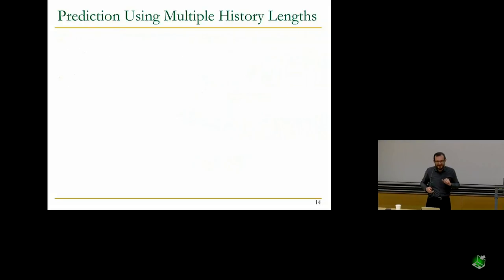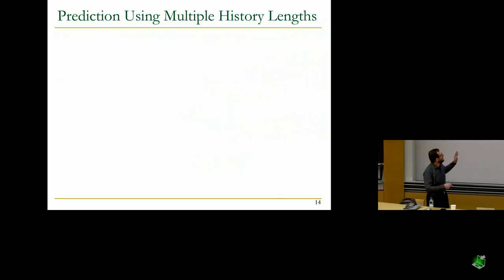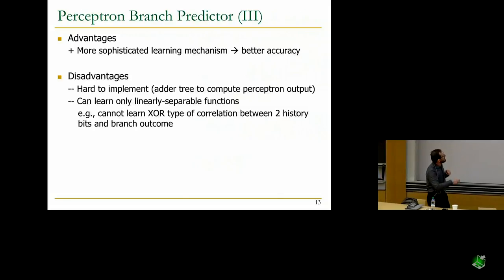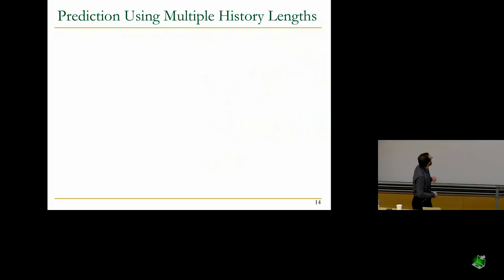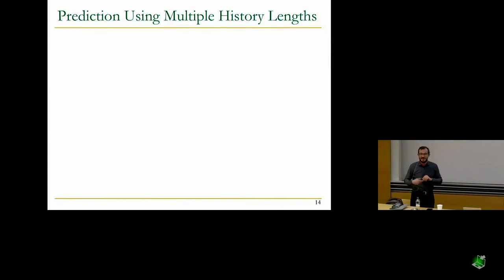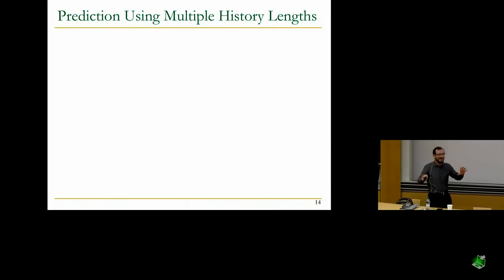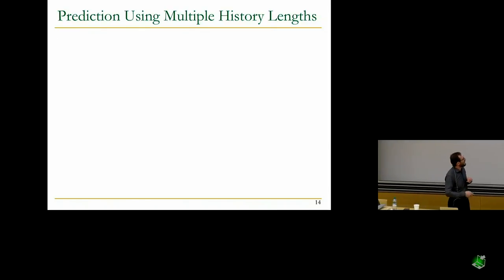Okay, any questions? Okay, let's look at more state of the art. This is actually very close to the state of the art, but people have figured out to do even better. And it turns out prediction using multiple history lengths with a lot of other stuff to correct that prediction turns out to be the best performing predictor so far.